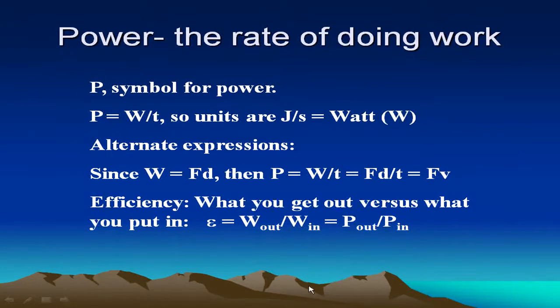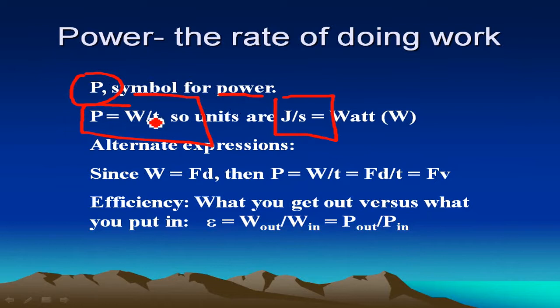We use the symbol P for power, and it's defined as work over time. You can see that the units on work are joules, or the Newton meter. Let's define work up here again.